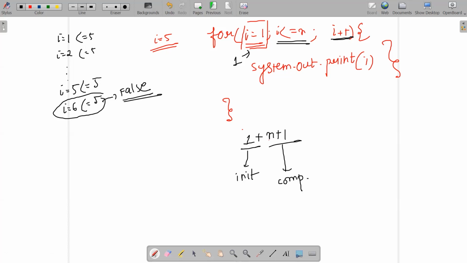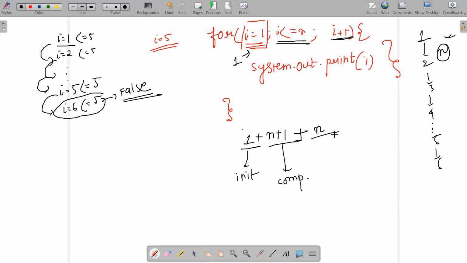We started off with 1, then from 1 there is an increase to 2. From 2 there is an increase to 3. From 3 there is an increase to 4. At the end, 5 is increasing to 6. So let's write it somewhere: 1 increases to 2, 2 increases to 3, 3 increases to 4, and at the end, 5 increases to 6. How many increments happened? N increments. So there are n increments in total.